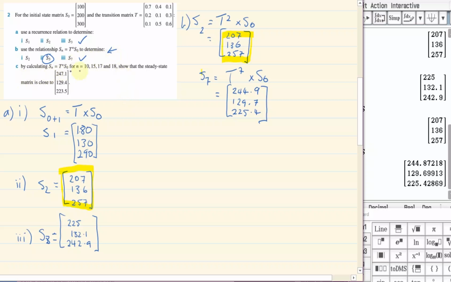Now it's asking us to calculate for n equals 10, 15, 17, 18 to prove. So what we're doing is we're proving. We're going to firstly calculate that, but then prove that that's right to one decimal place. We have these values, so let's write them down here. The value n equals 10, n equals 15, n equals 17, and n equals 18.